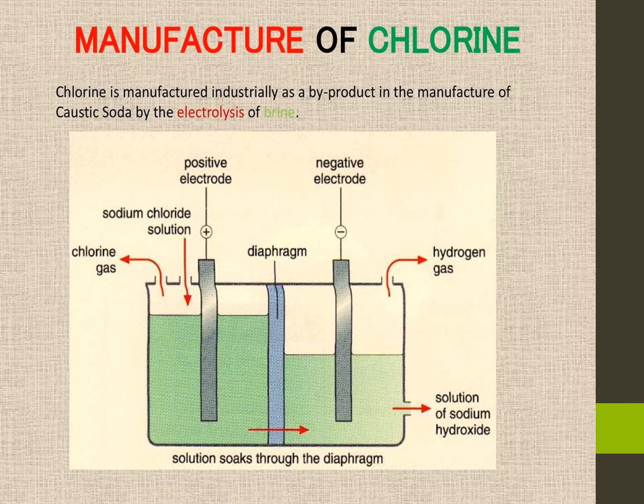So chlorine is soluble in water. Okay, it is soluble in water and it is 2.5 times heavier than air. Its solution is referred to as chlorine water. Chlorine's solution we call chlorine water, and it deposits greenish yellow crystals of chlorine hydrate.